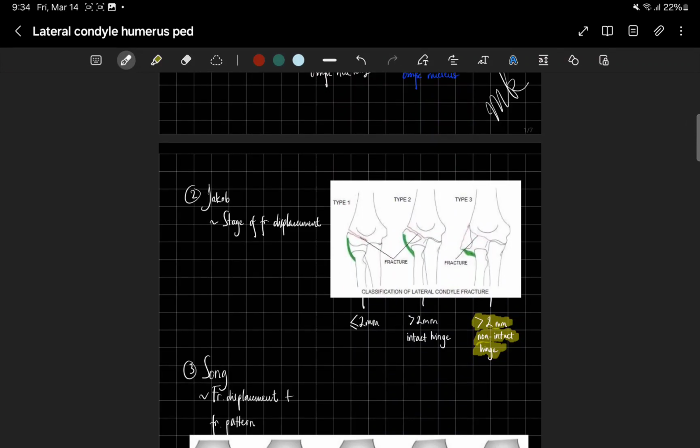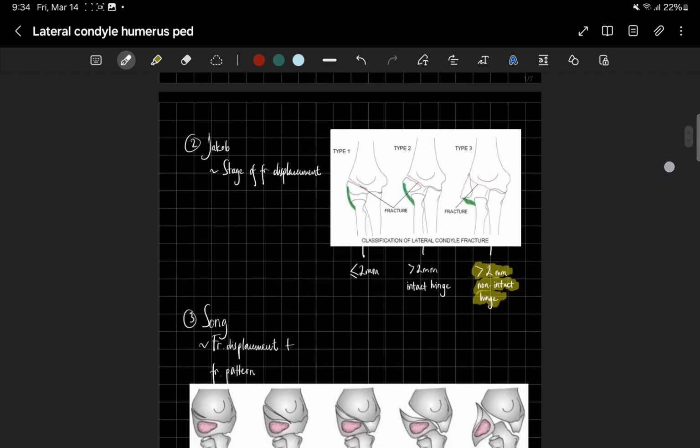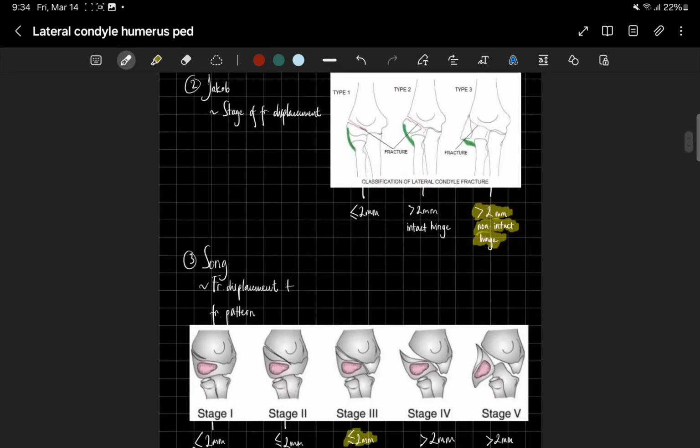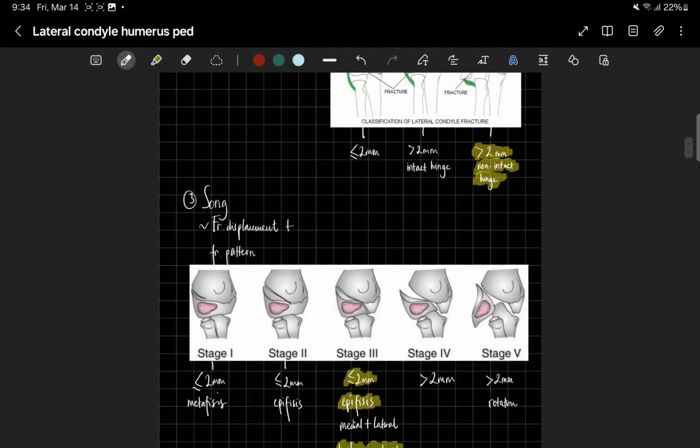For the Jacob stage of fracture displacement, it is divided into 3. If it is less than 2 millimeters, we consider it type 1. If it is more than 2 millimeters with an intact cartilaginous hinge, it is considered type 2. Meanwhile, if the hinge is not intact, it is considered type 3 Jacob classification.